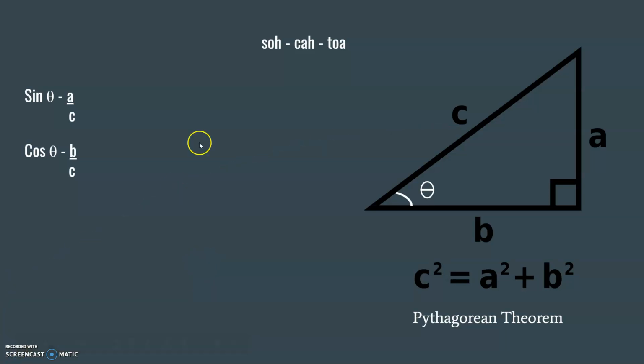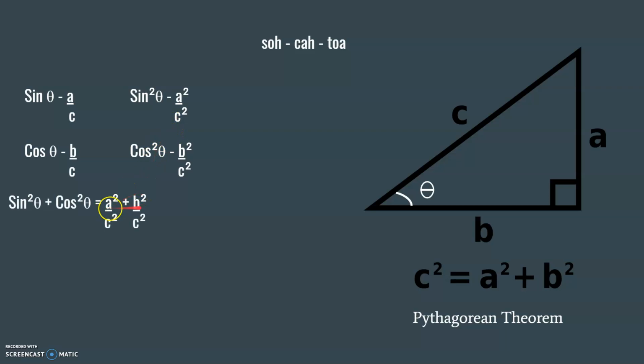So if I want to relate these two to the Pythagorean theorem, I could essentially square sine theta and cosine theta. So sine squared theta would equal a squared over c squared, and cosine squared theta would equal b squared over c squared. And from this, I could add them together. So adding these two together, sine squared theta plus cosine squared theta would equal a squared plus b squared over c squared as the denominator.